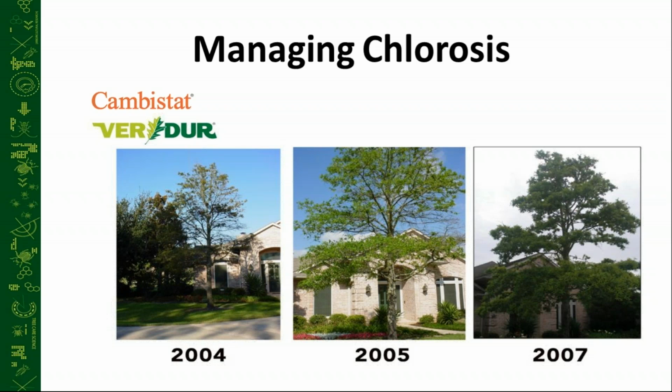And this plant, I think, is a really nice example of the urban stress. You've got the nice turf under there. It's probably a tougher growing environment with a brand new sidewalk, and you've got iron chlorosis on top of it. Adding Cambistat with the Verdure gives you a really nice green up and allows the plant to recover and put on a lot of nice growth into the canopy.